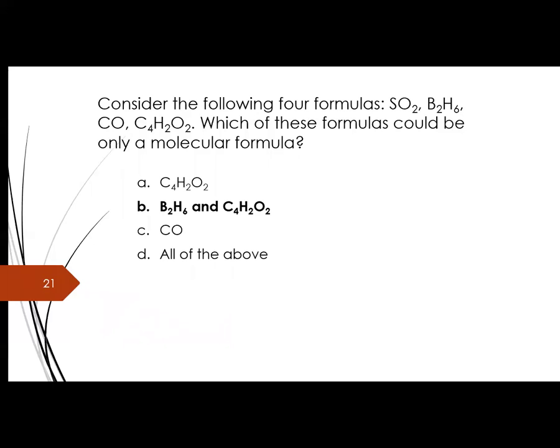So the answer should be B, B2H6, and C4H2O2. Those can only be a molecular formula because their ratio can always be simplified. We could have BH3 and C2H1O1. And so since we can simplify them, then they cannot be an empirical formula. That means that they have to be molecular.